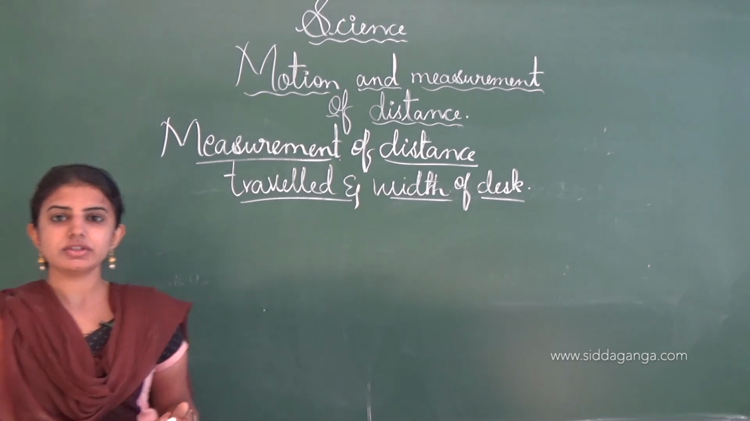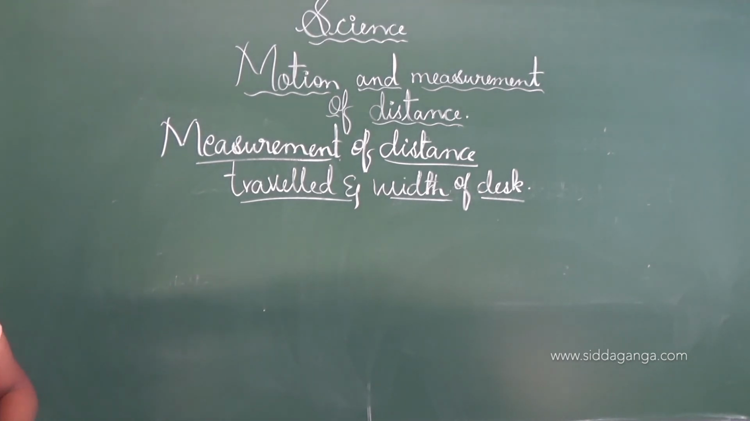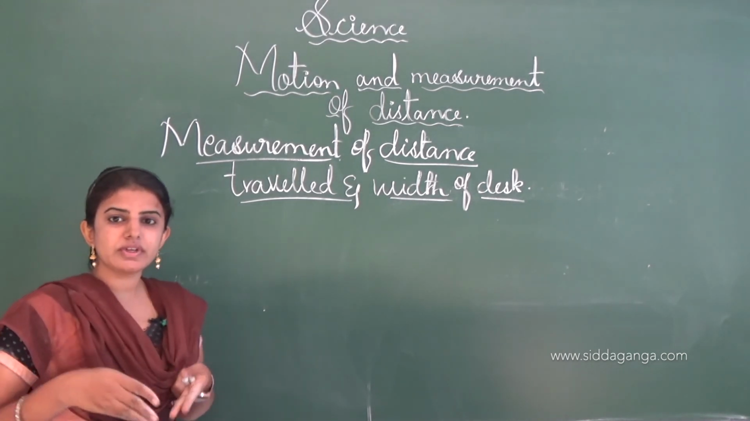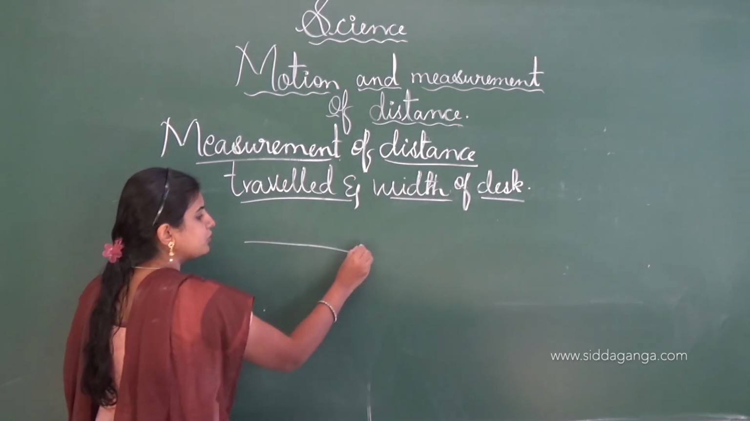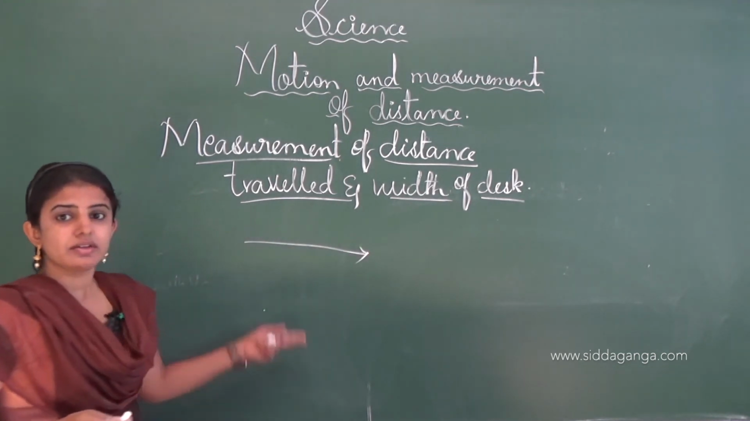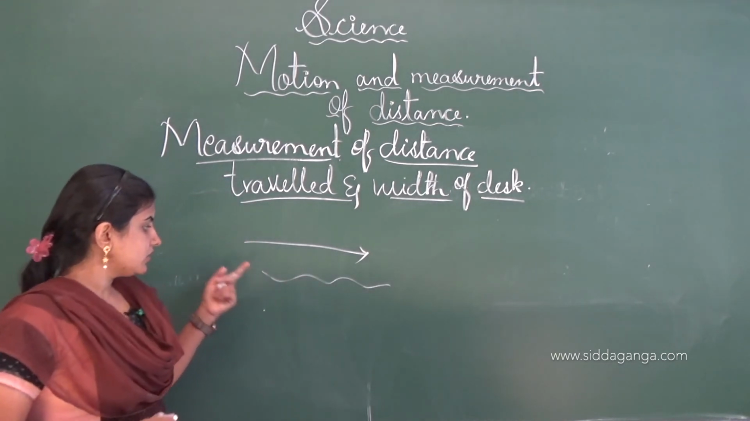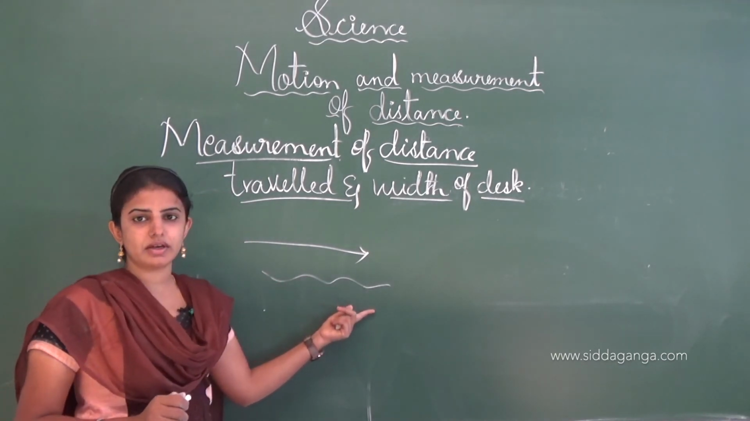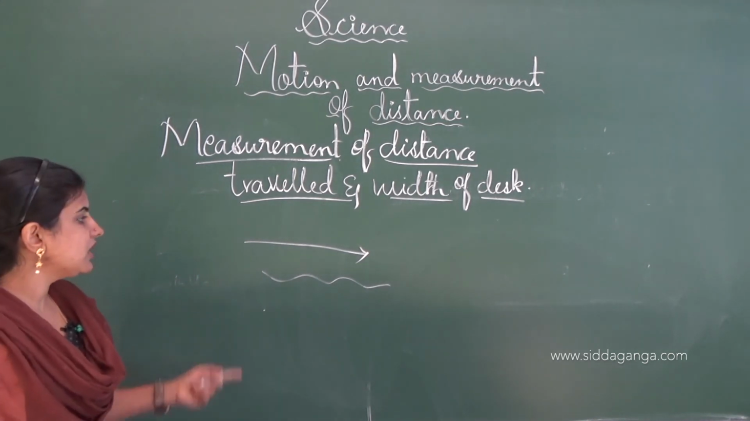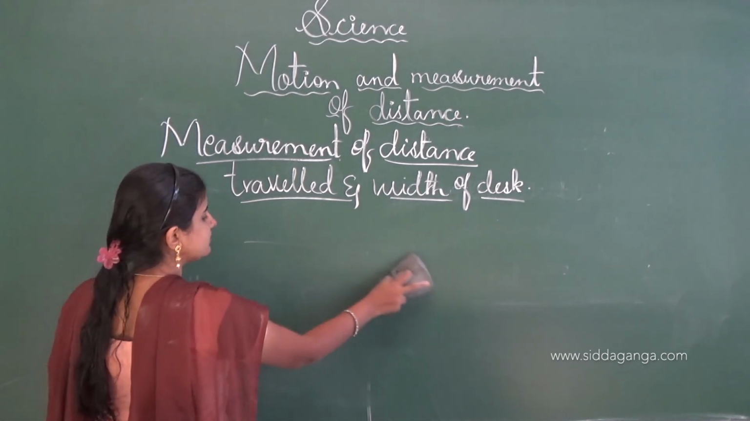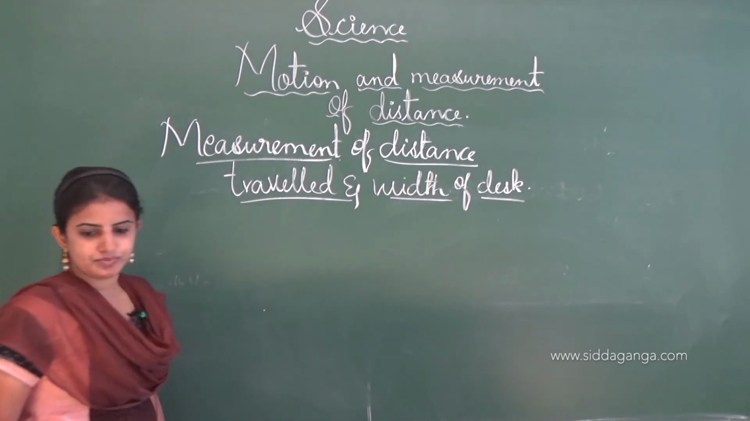We have to measure different types of objects by measuring the distance. If we move in a straight line, we have to measure the straight way. If we move in a curved line, then we have to measure in a curved manner. See, like that, in a similar way, the dimension of the desk can be measured.